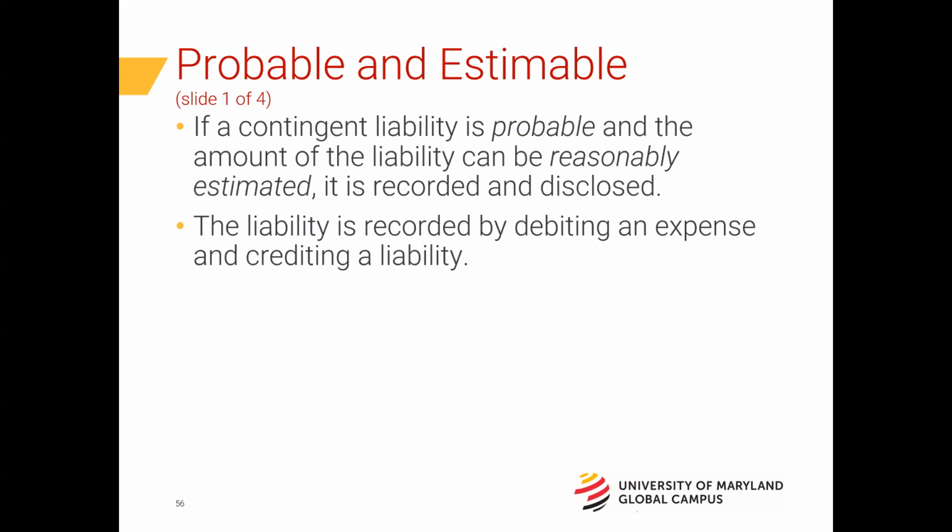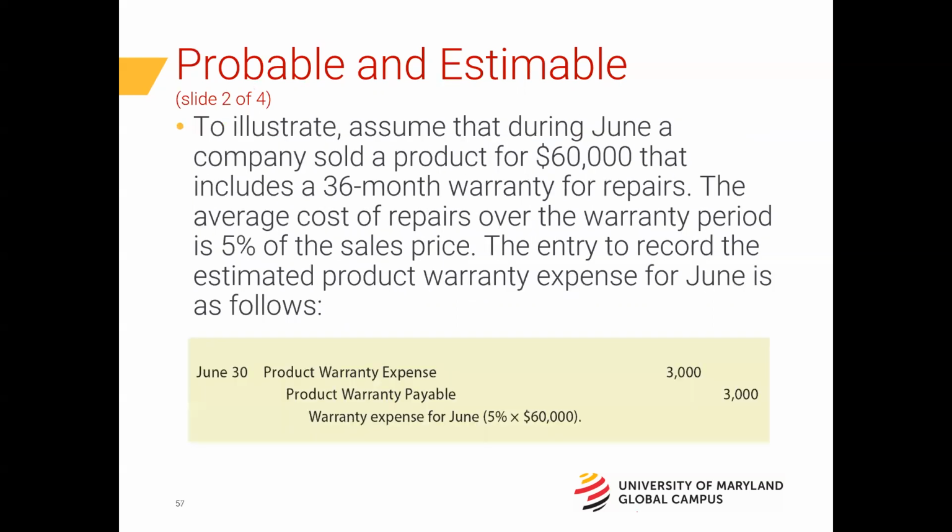These are called contingent liabilities. The liability is recorded by debiting the expense and crediting the liability. Now, here's a good example. And this example is also going to help you on your homework assignment.